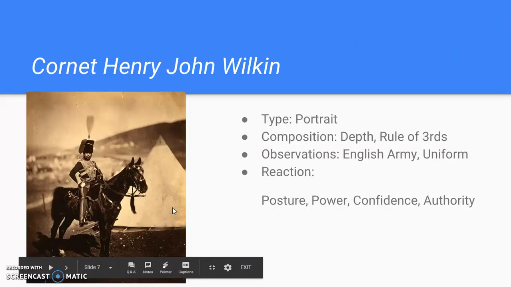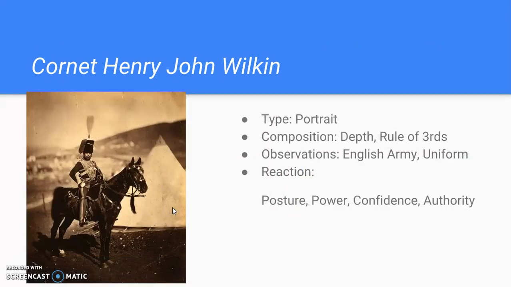This next photo is very famous of his. It's the Cornet Henry John Wilkin, and this is a portrait, and he used depth and rule of thirds. As you can see, he's not really centered. He's kind of off to the left. And I noticed the English Army uniform that he's wearing, and you can tell from his posture he's very confident. You feel like he's in control, he has authority, and you can tell that he's a general or some high position.